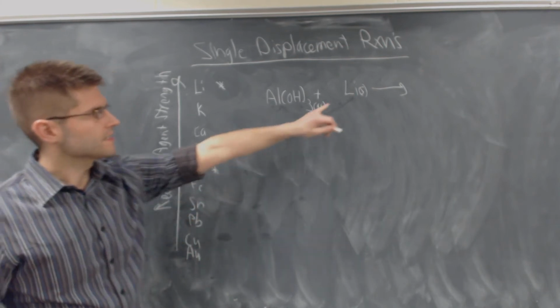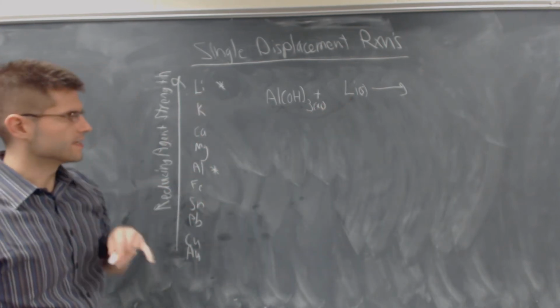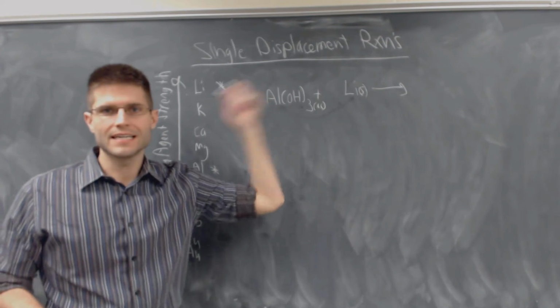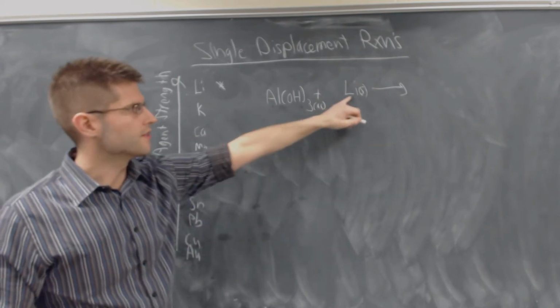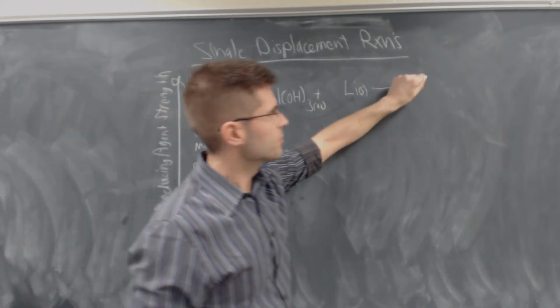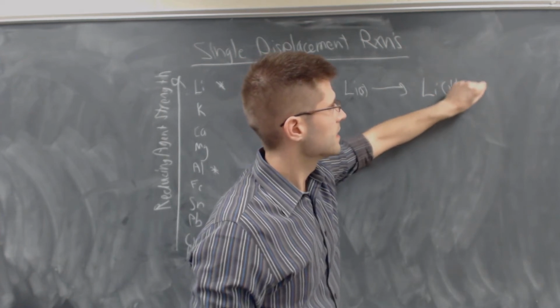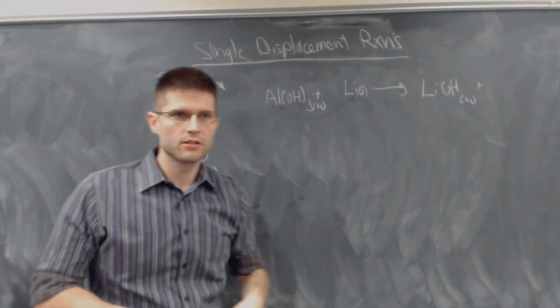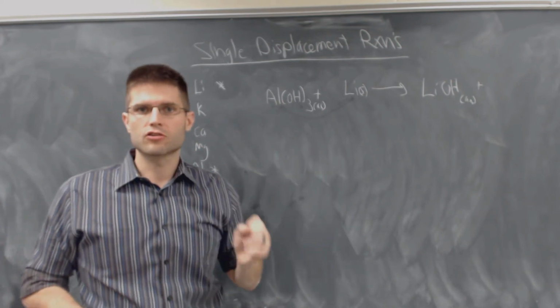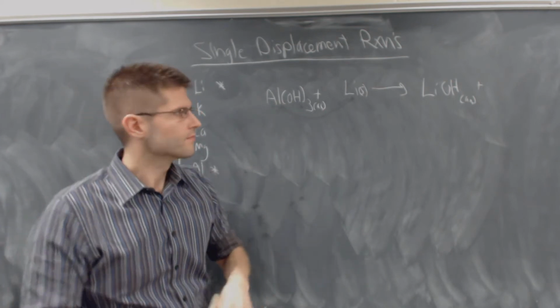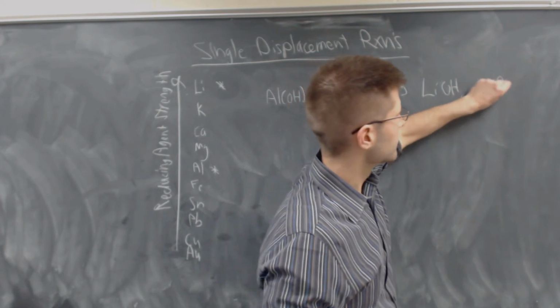Since lithium is higher on the list than aluminum, the aluminum gets kicked out of the solution and the lithium takes its place. So we end up getting lithium hydroxide, which is aqueous, and what happens to the aluminum? It gets kicked out, it crashes out as a precipitate. So it is a solid over here.